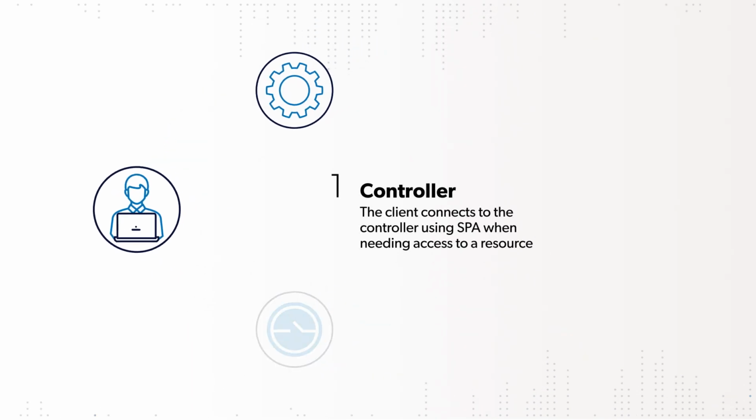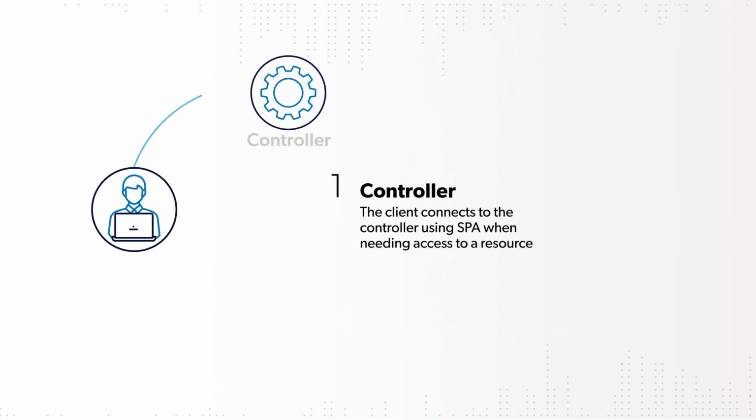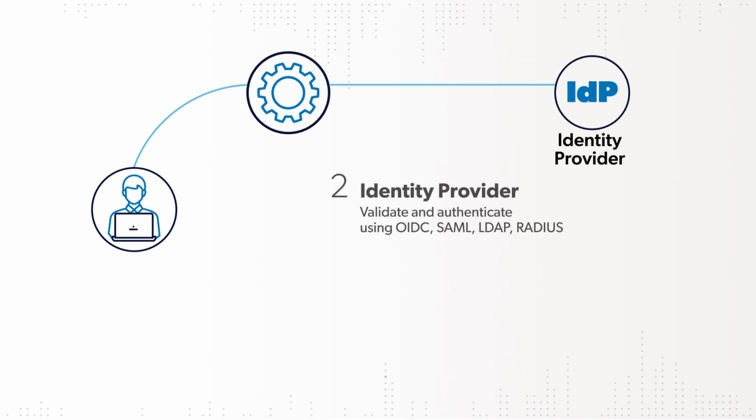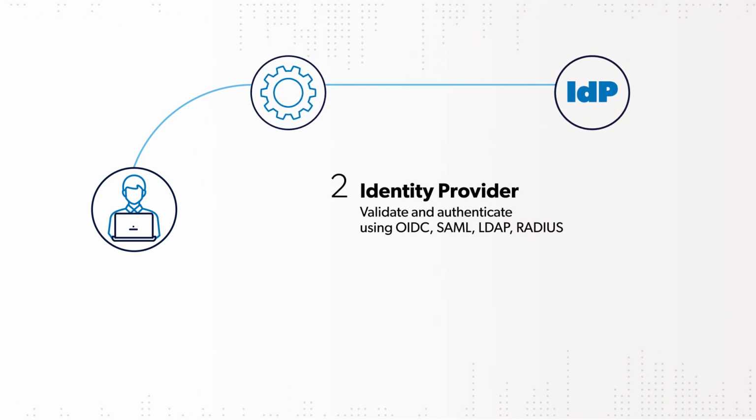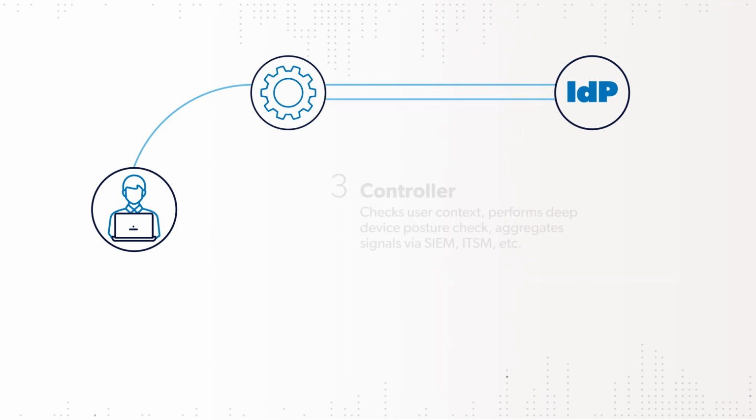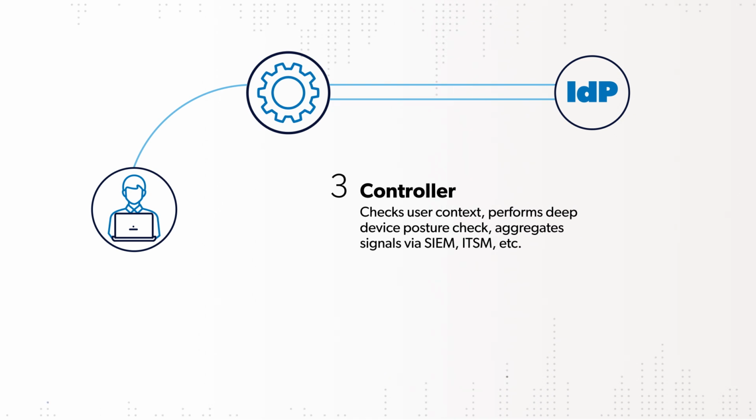When a user needs to access a resource, the client connects to the controller using SPA. The controller then authenticates the user via an identity provider using OIDC, SAML, LDAP, or Radius to validate and authenticate the user, and retrieves the necessary user claims to determine access entitlements. The controller then checks user context, performs a deep device posture check, and aggregates additional signals from third-party sources such as SIEM, ITSM, or other security tools.